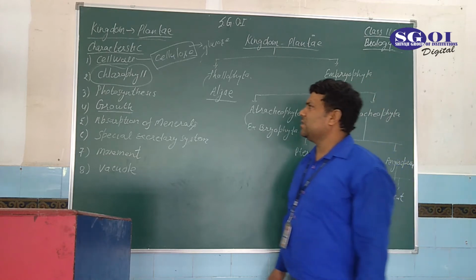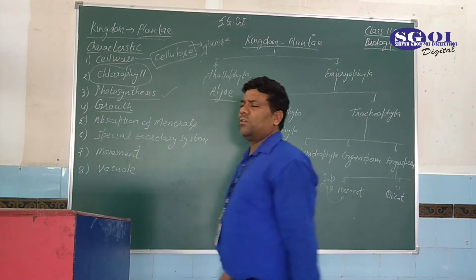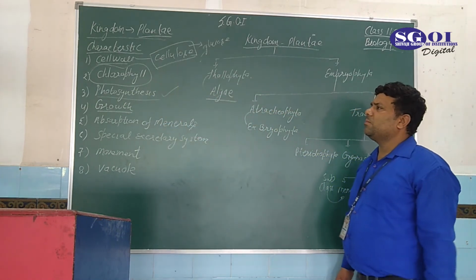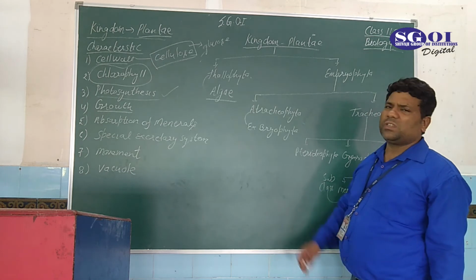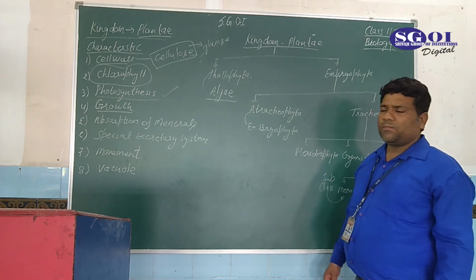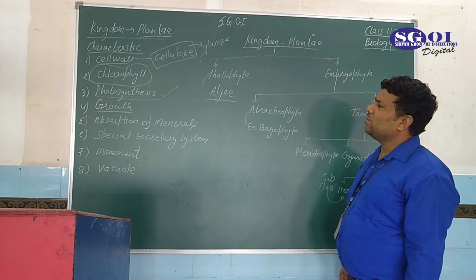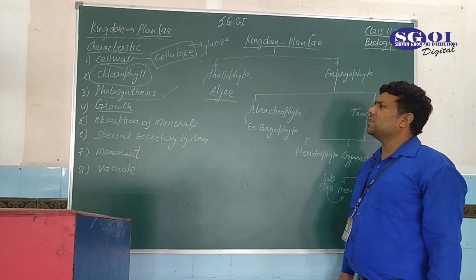Now the next characteristic is photosynthesis. Because plants are autotrophic, it means that they can make their food by their own, by a process known as photosynthesis. Photosynthesis means formation of food with the help of sunlight and the chlorophyll molecule. So this is a characteristic of a plant.